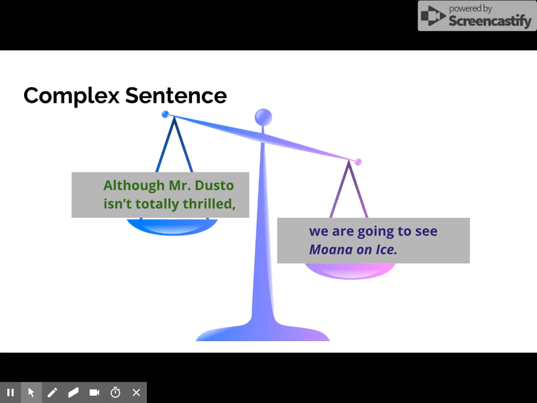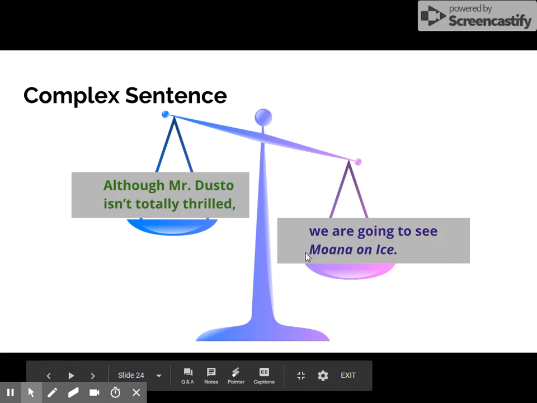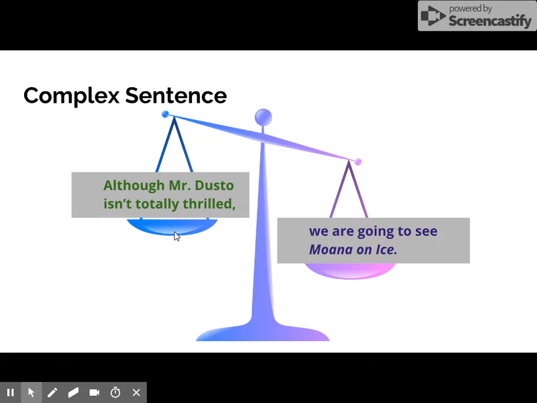However, I've also got a complex idea going on in that sentence. It starts off with this dependent clause. Although Mr. Desto isn't totally thrilled, we are going to see Moana on ice. So in this example, the main idea is that we're going to see Moana on ice down here. So it's weighing down my sentence. And this dependent clause up here doesn't weigh as much because it's, again, sort of providing extra information or context, but it's not the crux of the sentence.